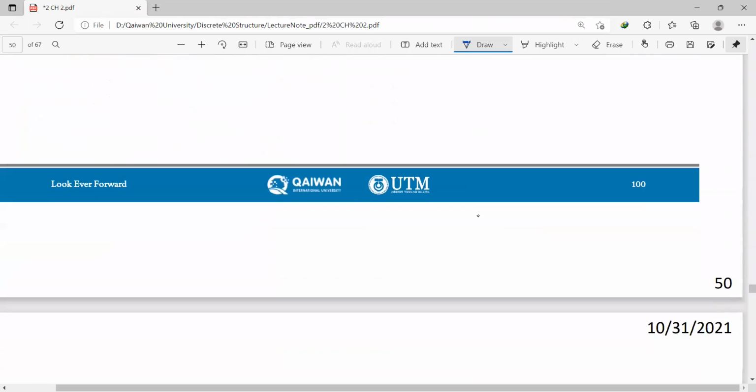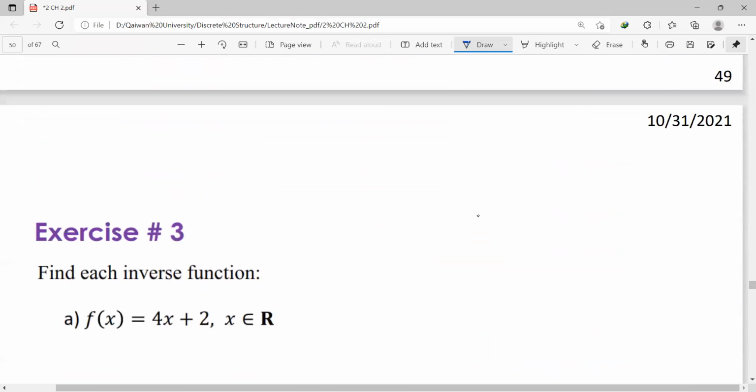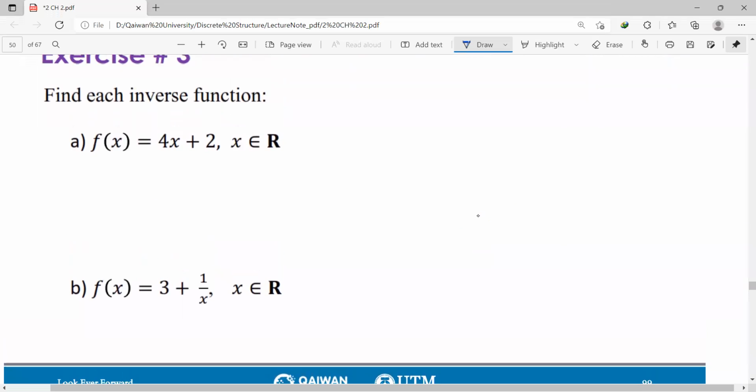If there is anyone here, let me check. No, there is none in the exercises. Okay, here there are. It says find the inverse of each of the following functions.